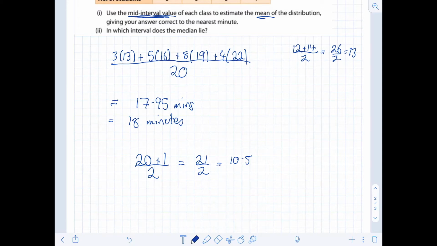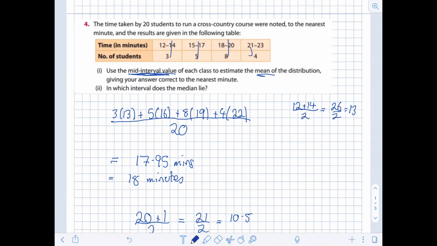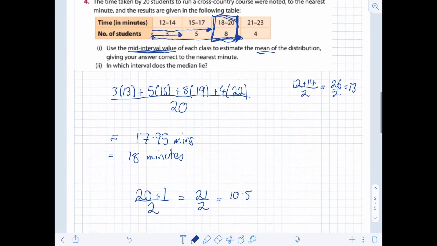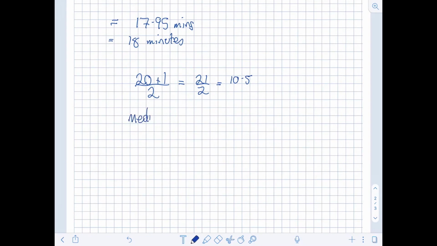So we want to know, when do we go past the 10.5 student? Or in which of these intervals here is the 10.5 student? So to go from here to here, I pass by 3 students. To go from here to here, I pass by 8 students. And to go from here to here, I pass by 16 students. So it was in this column in here that I passed by the 10.5 student. So it's in the 18 to 20. Median is in the 18 to 20 bracket.